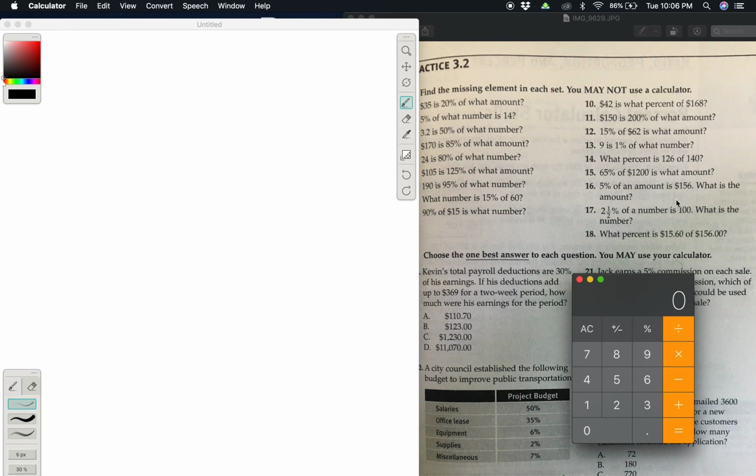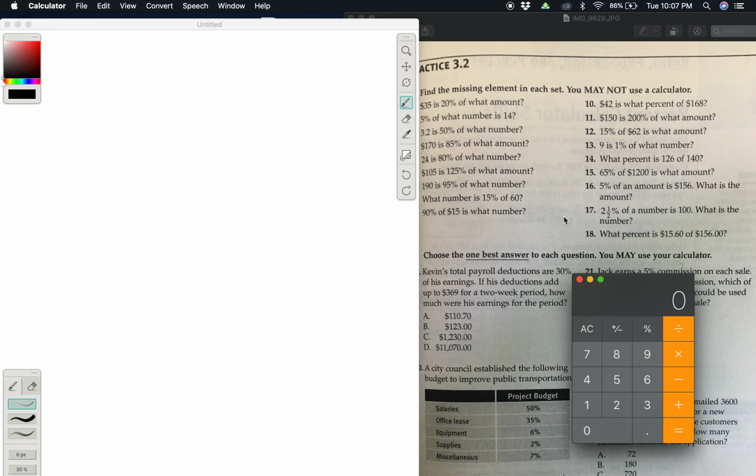So we divide 156, the part, by the rate, which is, remember, moving the decimal over twice, 0.05, equals 3,120. So 156 is 5% of 3,120. Okay.